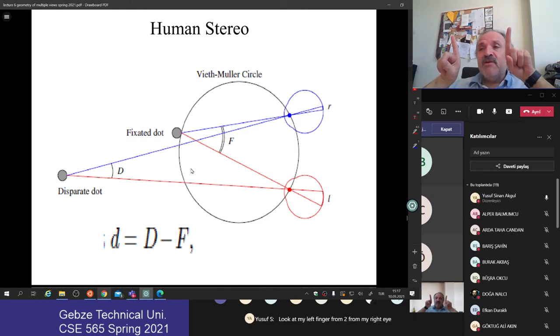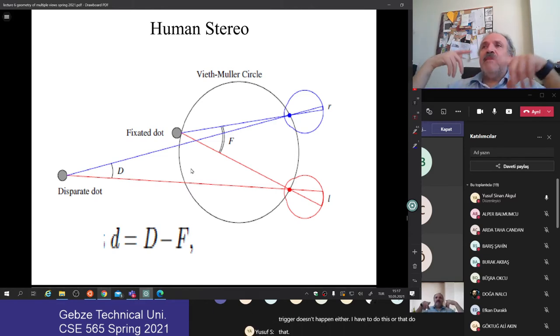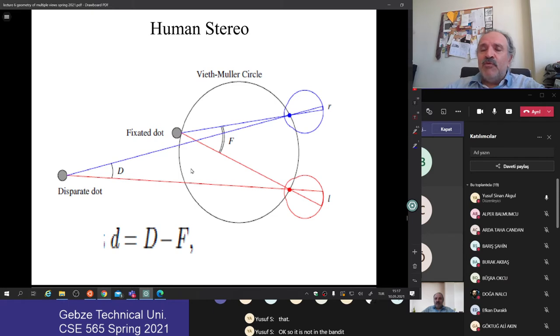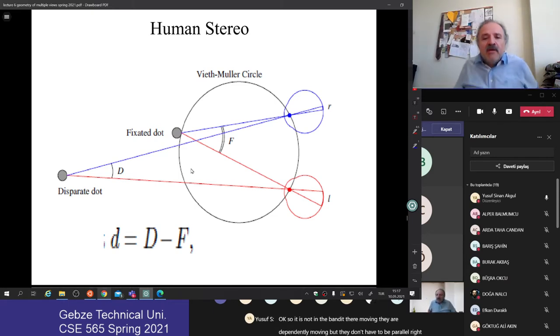I cannot look from my left finger to my right eye, look at my right finger. Doesn't happen. Either I have to do this or that. So it is not independently moving. They are dependently moving, but they don't have to be parallel, right? They don't have to be parallel. So people looked at it.